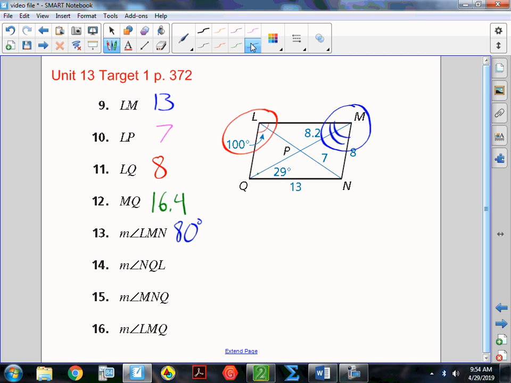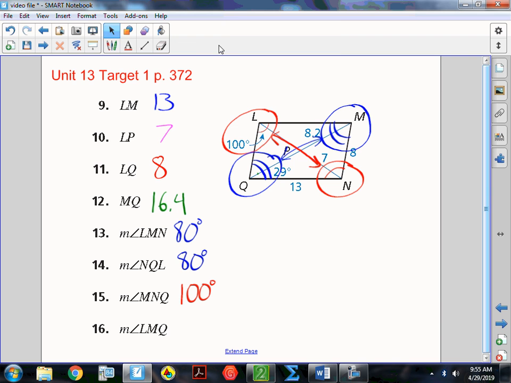NQL. NQL is this bottom left-hand angle. That's also going to be 80 degrees because opposite angles in a parallelogram are congruent. So 80 degrees. MNQ is the bottom right-hand angle. MNQ. That's going to be the same as the angle across from it. Opposite angles are congruent, so 100 degrees.